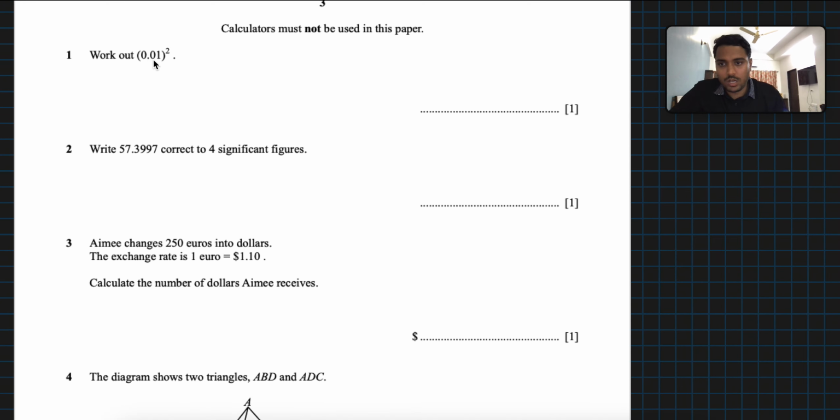Question number 1 says work out 0.01 the whole squared. So 0.01 the whole squared is going to be 0.0001. This is going to be the answer, 0.0001.